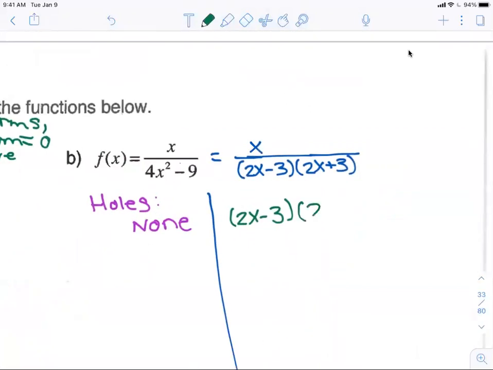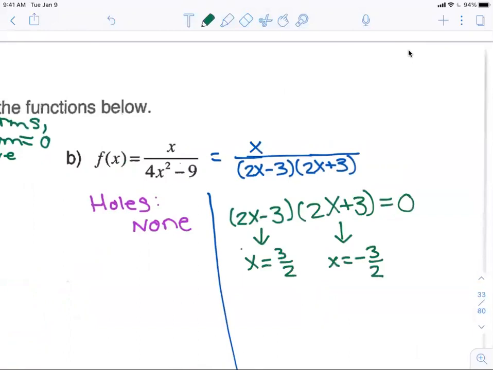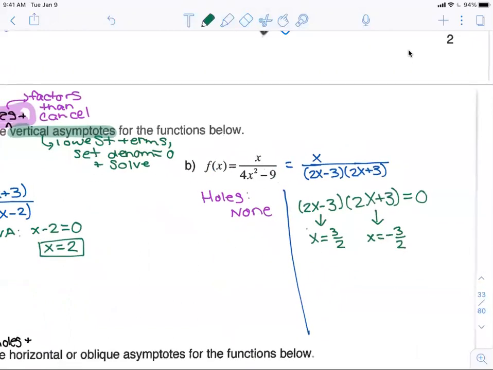So 2x minus 3 times 2x plus 3 is equal to 0. So I set each factor equal to 0. That one's going to get me x equals 3 halves. And this one, when I set it equal to 0, I subtract 3 and divide by 2. x equals negative 3 halves. Again, you can do that pretty quickly. If you need to show all the steps, go ahead. But I think that's something you can do to save some time. So that is your answer here.